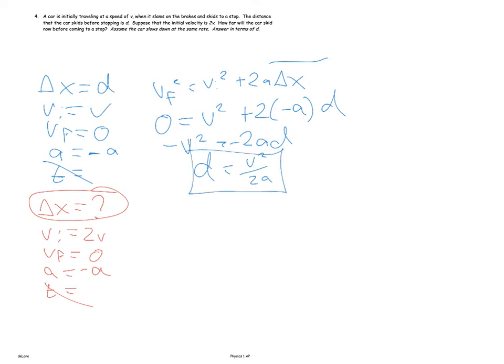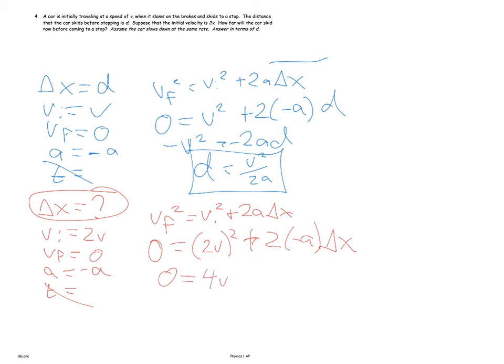Moving down to my bottom equation, same idea. Vf squared equals vi squared plus 2a delta x. 0 once again. Now it's going to be 2v. And be careful because it's that entire quantity that's squared, not just the v. The 2 is squared as well. And so what that means is I get 0 equals 4v squared minus 2a delta x.